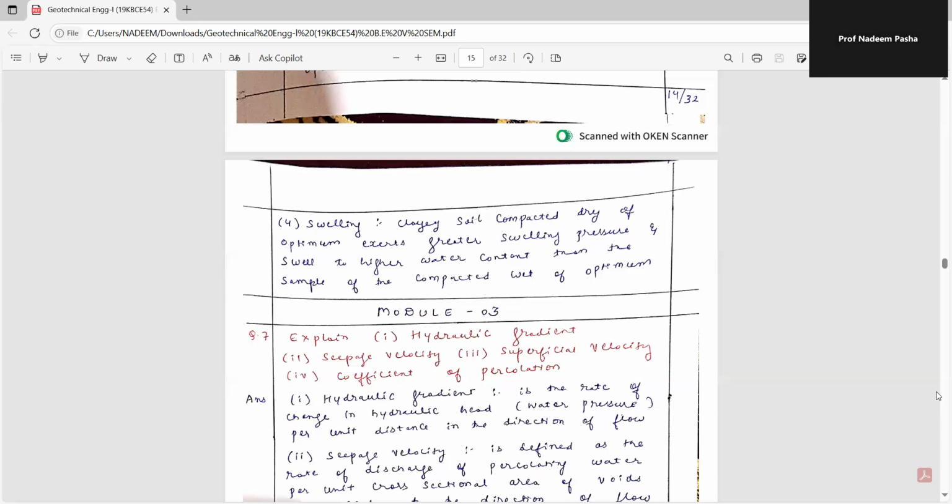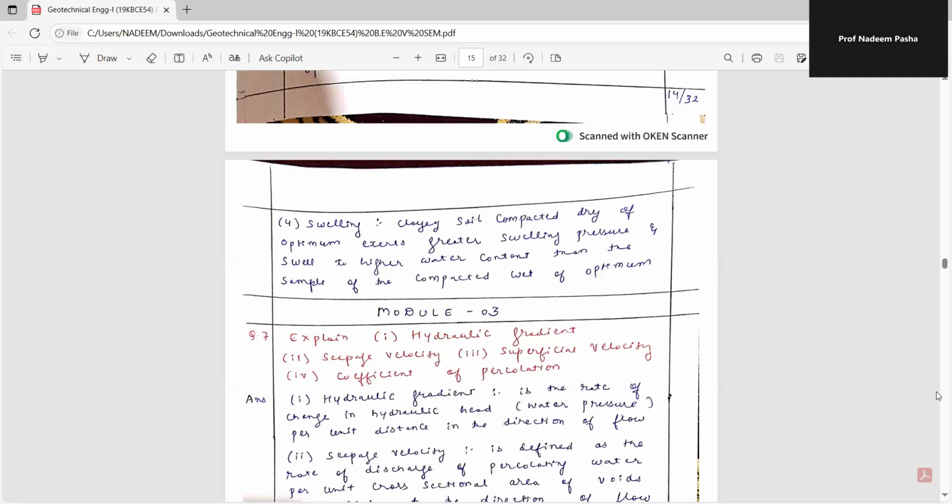Last effect of compaction is swelling. Clay soils compacted dry of optimum exert greater swelling pressure and swell to higher water content than the sample compacted wet of optimum. So dry of optimum, wet of optimum, we are forming a base for it. If clay soils are compacted dry of optimum, more swelling is observed when compared to soils compacted wet of optimum. So now, module 3, 8 mark question: explain hydraulic gradient, seepage velocity, superficial velocity, coefficient of percolation.